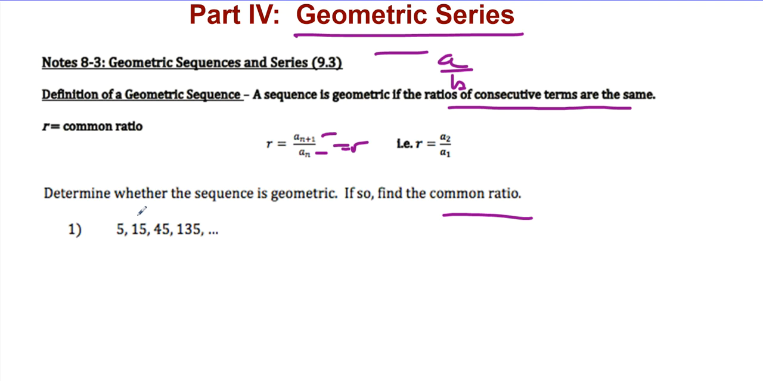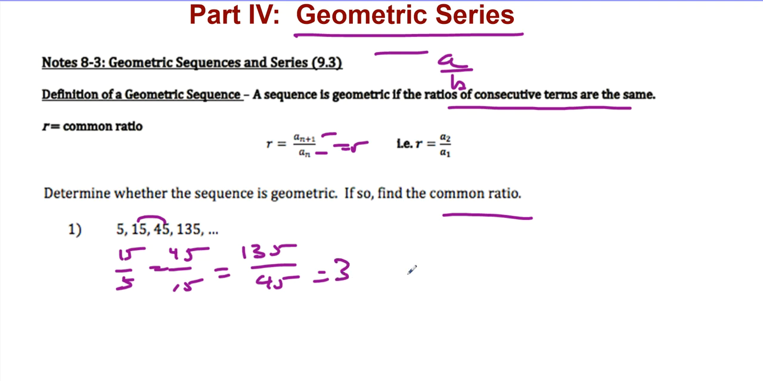So what we have here is a sub 1, here's a sub 2. We're going to take a sub 2 over a sub 1, so it's going to be 15 over 5. Should equal the same thing, 45 over 15, 135 over 45. And absolutely they do. They all come out to be 3. So r is equal to 3. It is geometric. If you don't have the ratios all the same, it's not geometric.